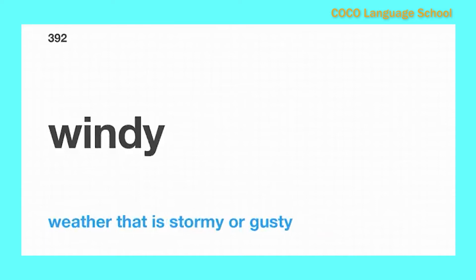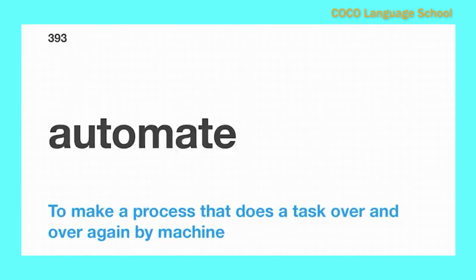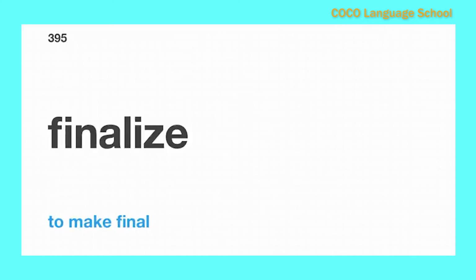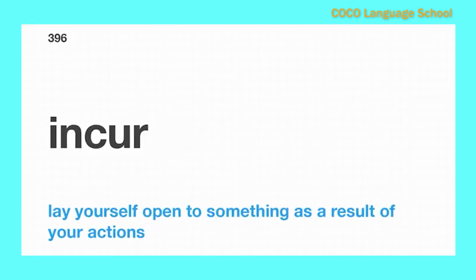Weather that is stormy or gusty. Windy. To make a process that does a task over and over again by machine. Automate. A big boat that carries people and cars. Ferry. To make final. Finalize. Lay yourself open to something as a result of your actions. Incur.